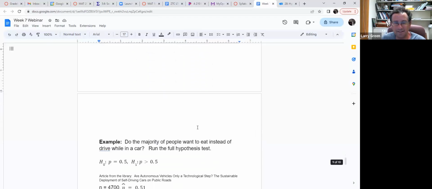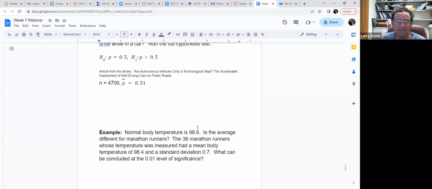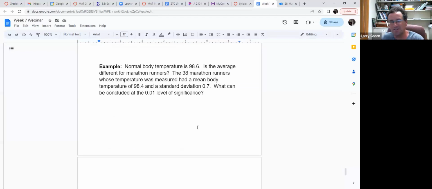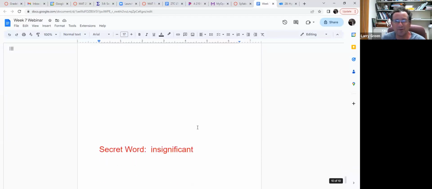Okay, we don't have time to do lots of examples, but I had them just in case. There are more examples, but I want to give you the secret word. We're not done yet, but I want to give you the secret word anyway. The secret word is insignificant. Because if you fail to reject, then you have insignificant evidence or insufficient evidence. You have two choices, and you can use either word. So insignificant is the secret word for today.